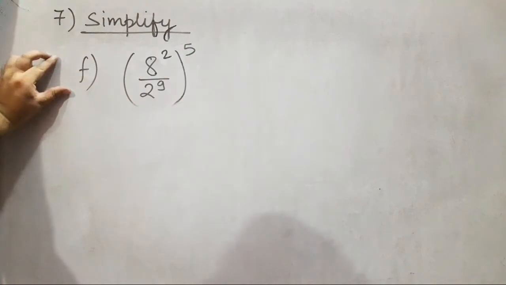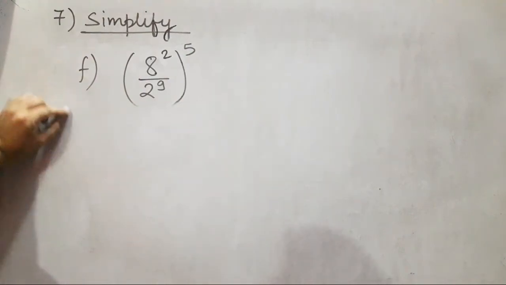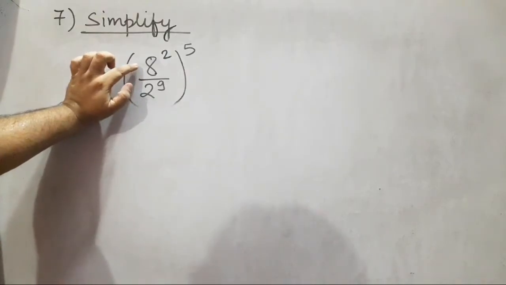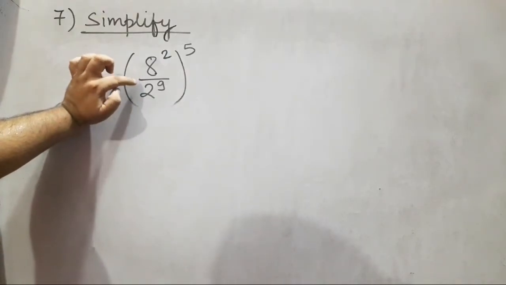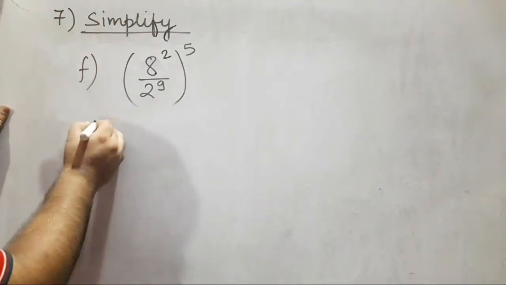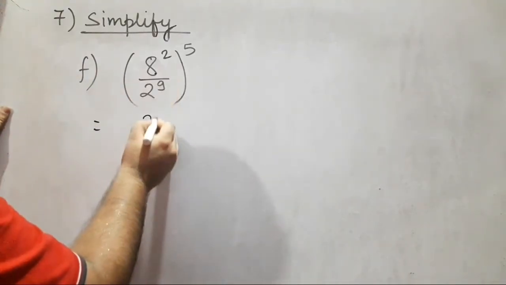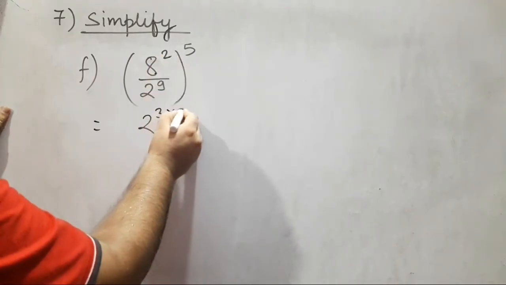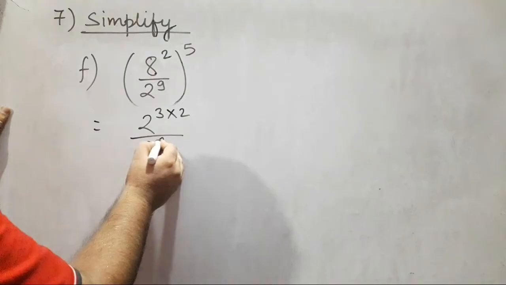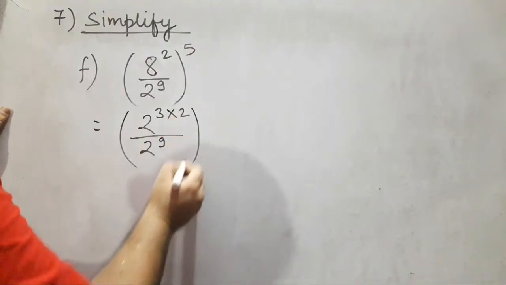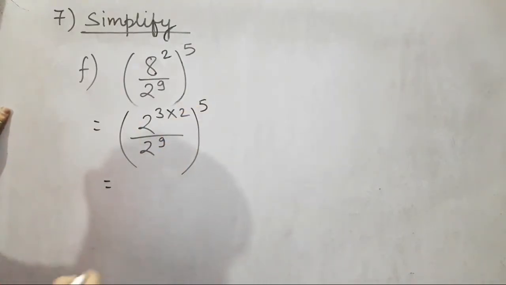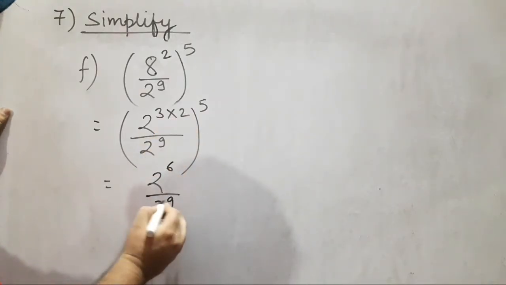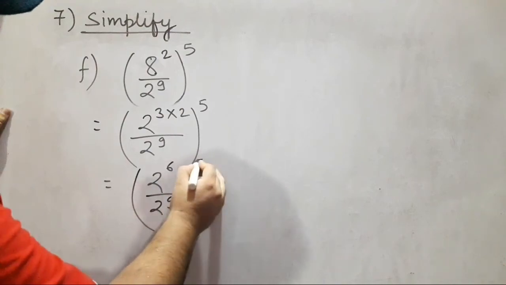This question is similar to the previous question. Here we shall convert this base 8 into the base 2, since I want to get the same base in the numerator as well as in the denominator. So 8 can be written as 2 power 3. And this power 2 shall multiply this power 3 by 2 power 9 bracket power 5 equal to 2 power 6 by 2 power 9 bracket power 5.